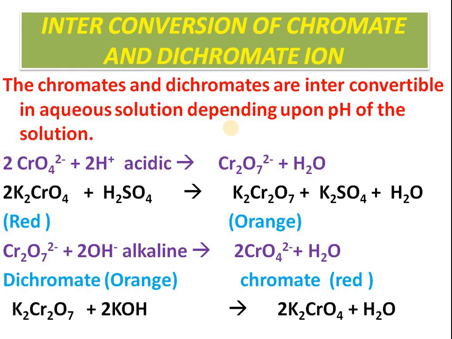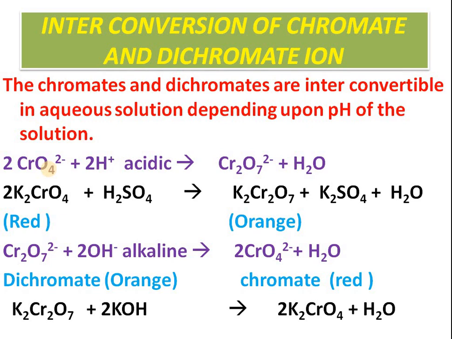So now the next point is the interconversion of chromate and dichromate. You know that chromate is the CrO4 2 negative ion, or Na2CrO4 sodium chromate, or Na2Cr2O7 sodium dichromate. Similarly, potassium dichromate and potassium chromate. And potassium chromate color is yellow and potassium dichromate color is orange. So what is the basic interconversion? You have to see the pH.